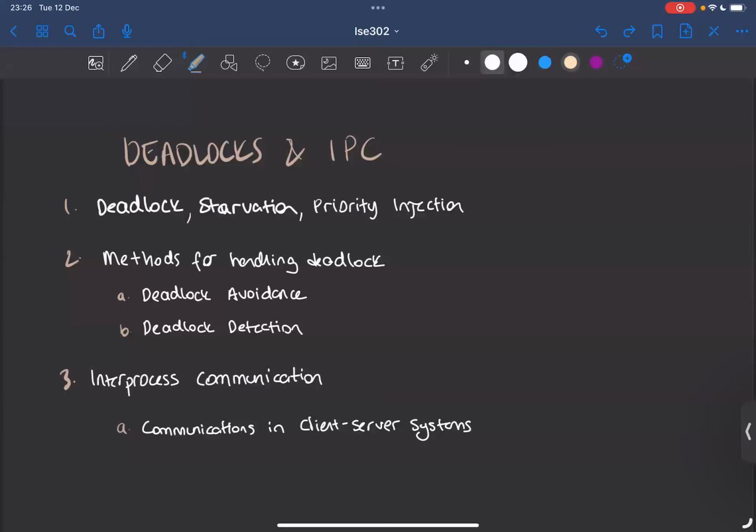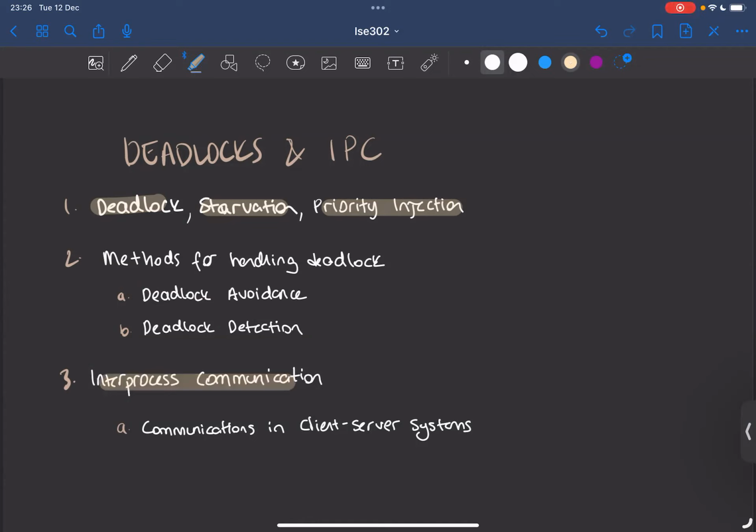Hello again. This week's discussion is on the concept of deadlocks and inter-process communication. Our goals include gaining an understanding of deadlock, starvation, and priority inversion. We also investigate several ways of preventing, avoiding, and detecting deadlocks in computer systems. And lastly, we will dive into the domain of inter-process communication.